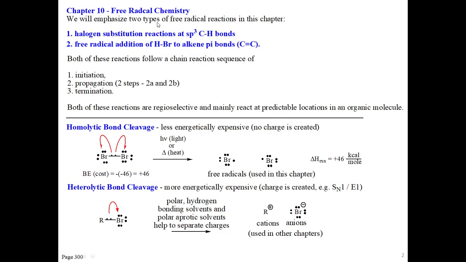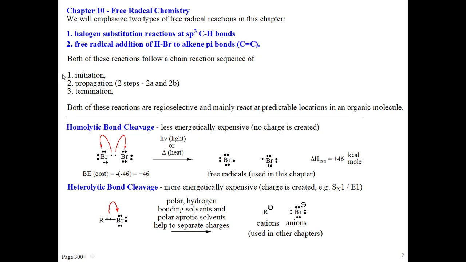Okay, so we're going to emphasize two different types of free radical reactions. One of them will be what we call halogen substitution reactions, and that'll occur at sp3-CH bonds. We're going to take an H off and put a bromine on, so it'll be a switch. The other reaction we're going to look at is called free radical addition of HBr to an alkene pi bond. So you'll notice there's a degree of unsaturation here, and we'll add an H to one carbon and a Br to one carbon.